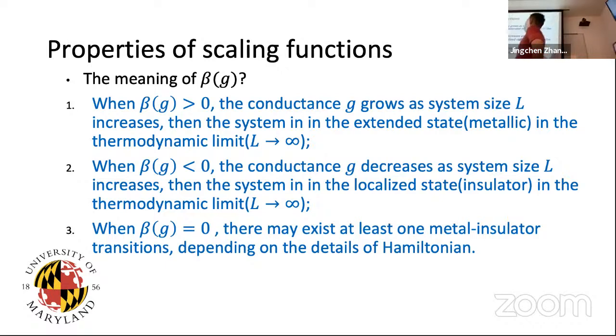On the opposite, if beta is smaller than 0, G will decrease as the system size increases. Then the system will be in the localized states, because G decays to 0 when the system size is very large. And when the beta function is 0, there may exist at least one metal-insulator phase transition. But how many, and how everything happens, will depend on the details of the Hamiltonian. This is exactly some of the consequences when we do RG in high energy physics or condensed matter physics, except that here the beta function has a specific meaning in terms of conductance.